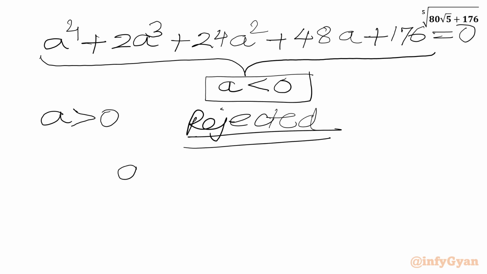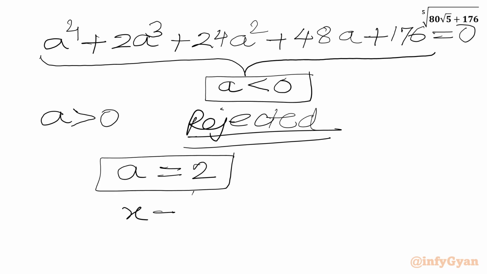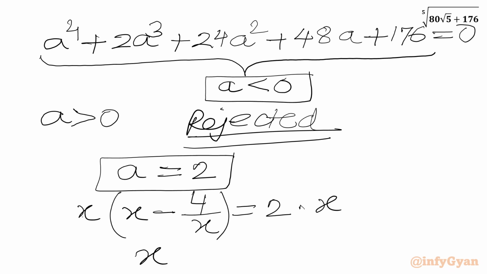Now the accepted a would be a equal to 2. A was x minus 4 over x equal to 2. Let's solve this equation. I will multiply both sides by x. Now we will write x square minus 4 equal to 2x, or x square minus 2x minus 4 equal to 0.